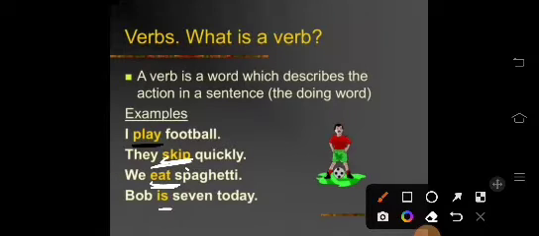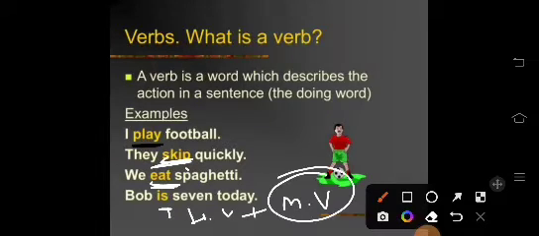Bob is 7 today. So here is can be your helping verb, or it can be the main verb. It can be both helping plus main verb. In this sentence, is is your main verb. So we can say that the verb tells the main action that is happening in the sentence. In this sentence, playing is the main action that is taking place. I, the subject of the sentence, am playing football. He is playing football.